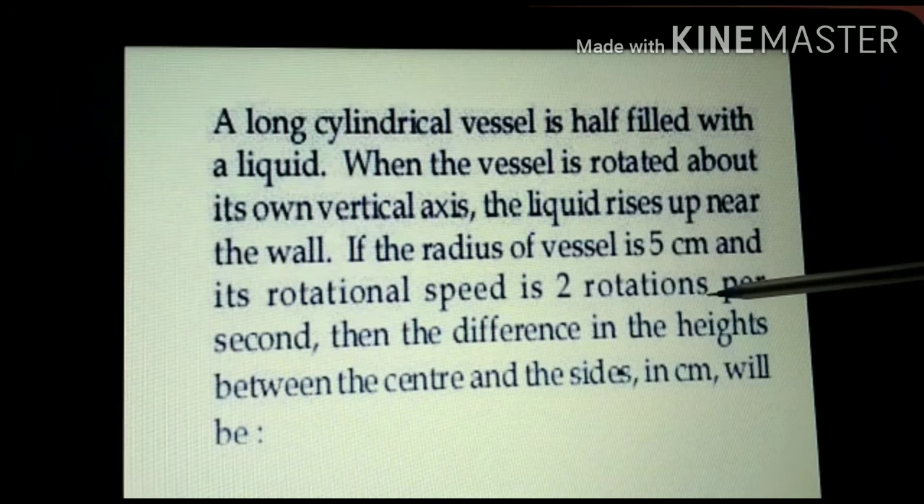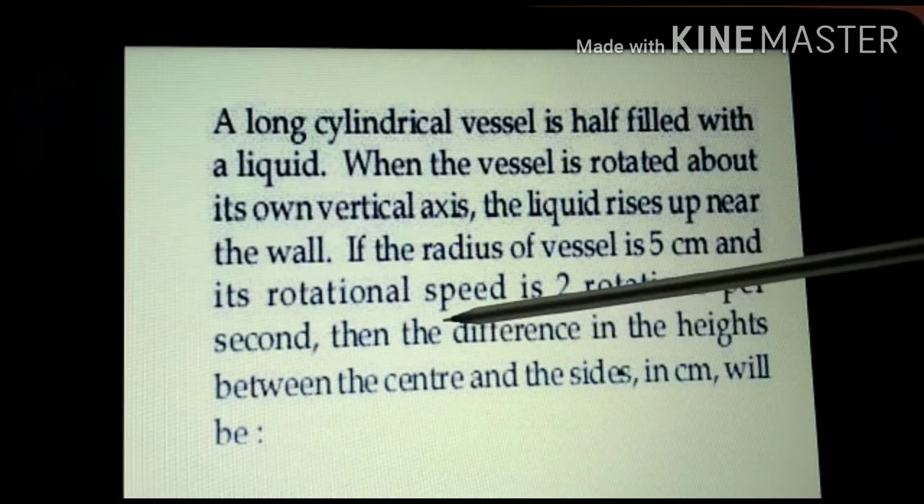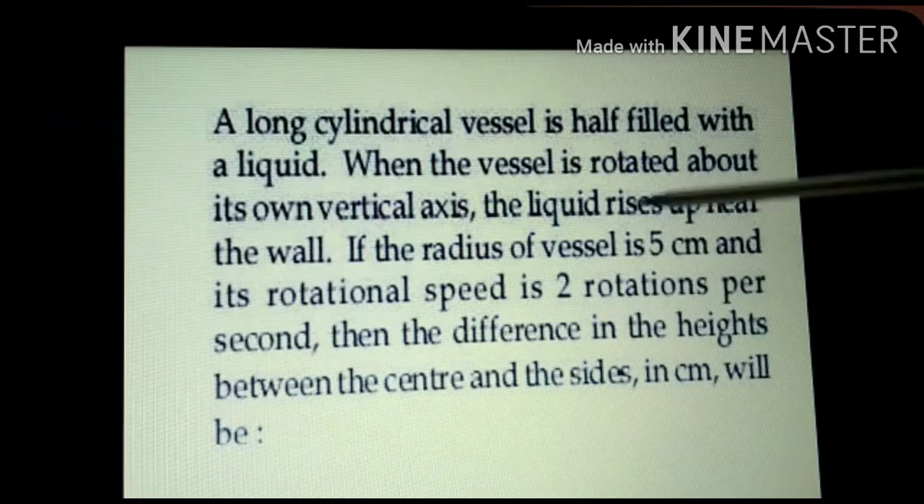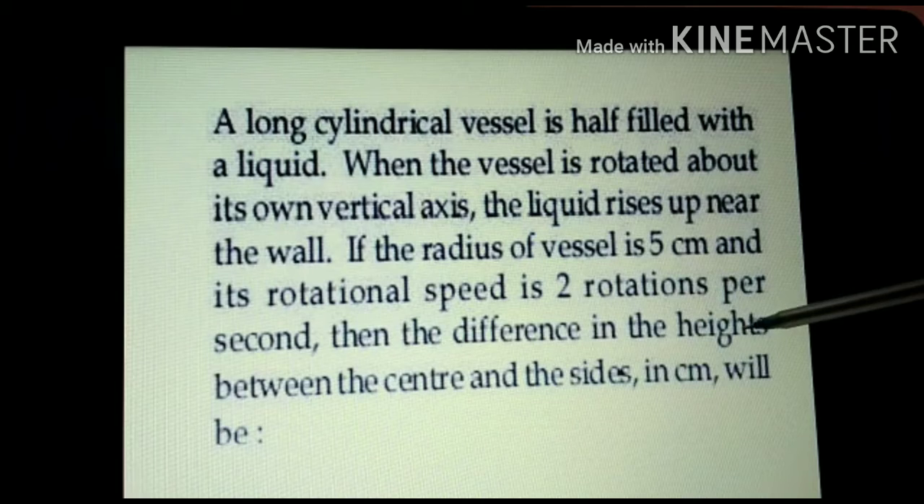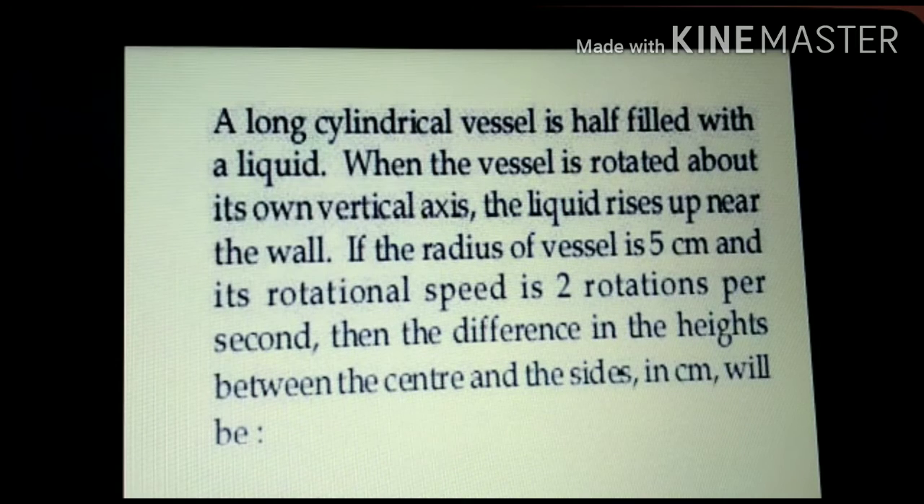The radius of the cylinder is given, that is 5 centimeter, and rotational speed 2 rotations per second. In one rotation it will turn 2 pi radians. So 2 rotations means 4 pi radians per second, that is the angular velocity given. Then the difference of heights between the center of the water, it is circular shape, no, center to near the surface. Near the surface, what happens? Water will rise. That difference we have to find out.